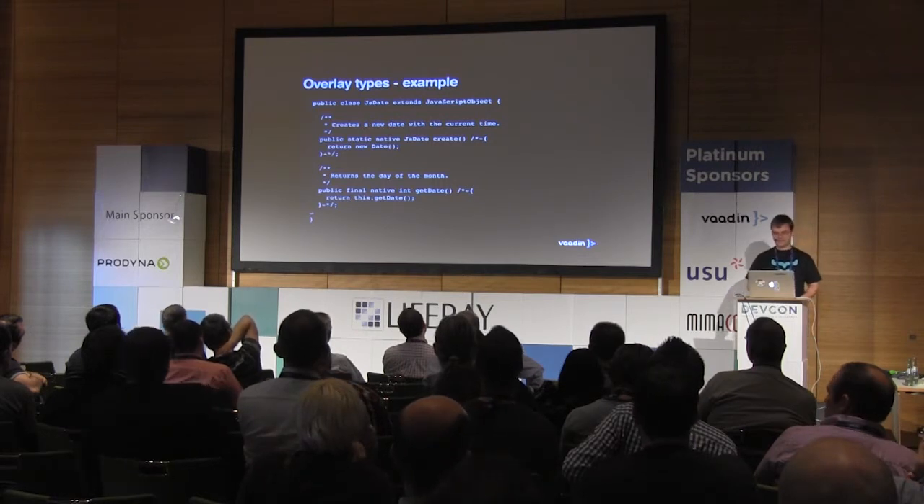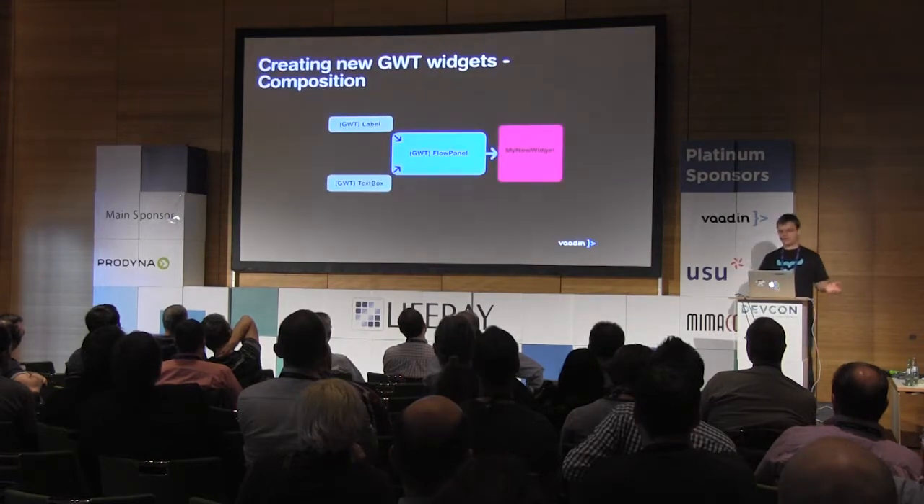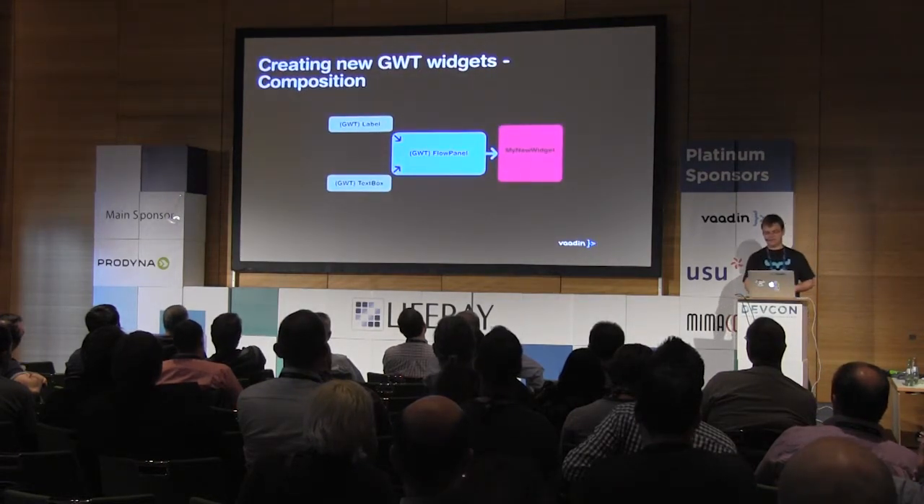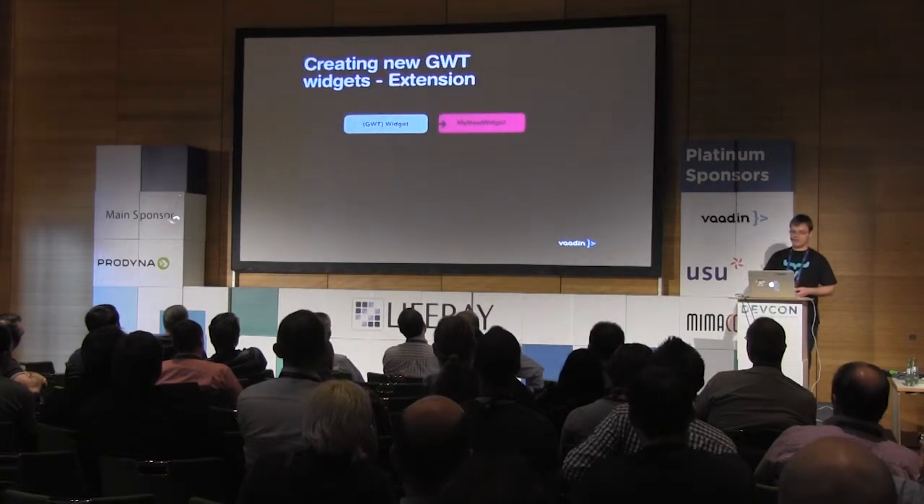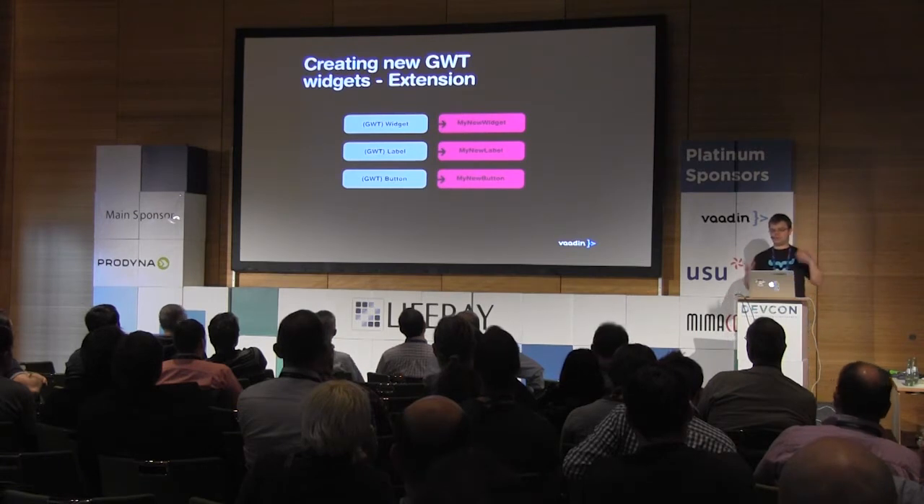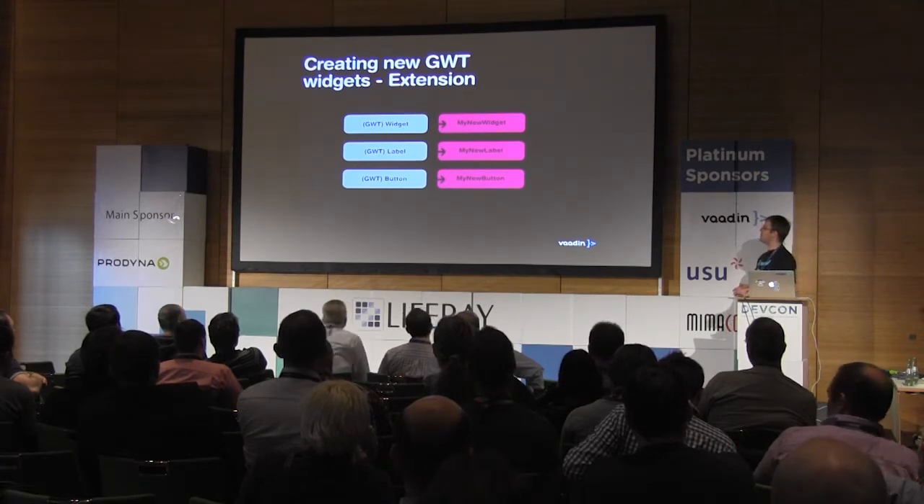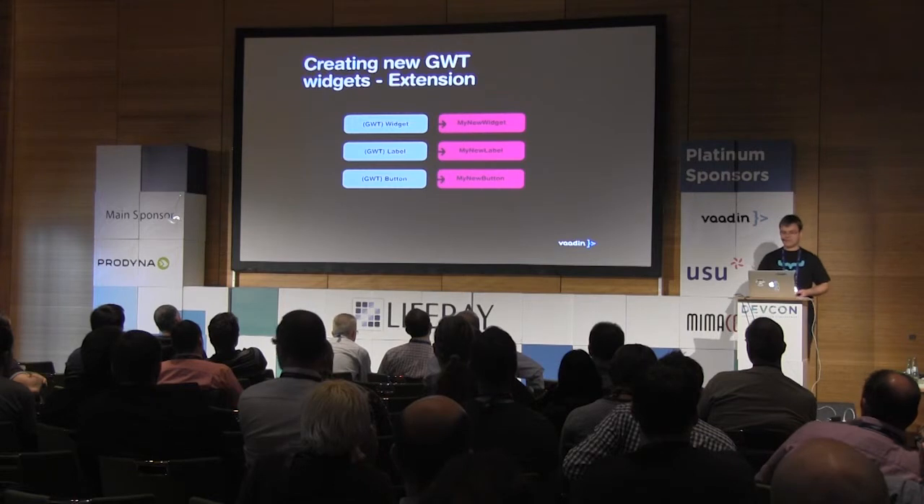and then you create a bunch of JavaScript Native Interface methods around it. Okay, so if you want to create a new GWT widget, you can use composition for that. You can also use extension. So you just use an existing GWT widget and just extend it as a class.